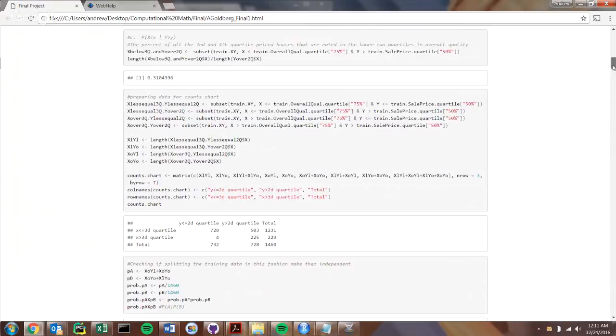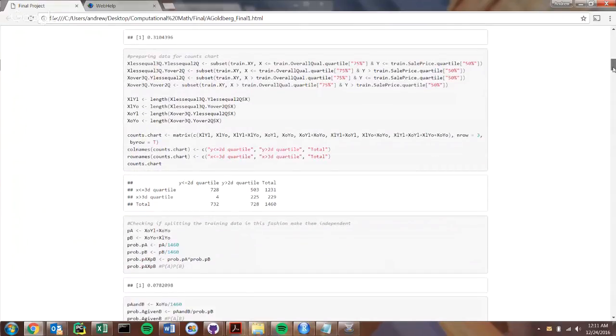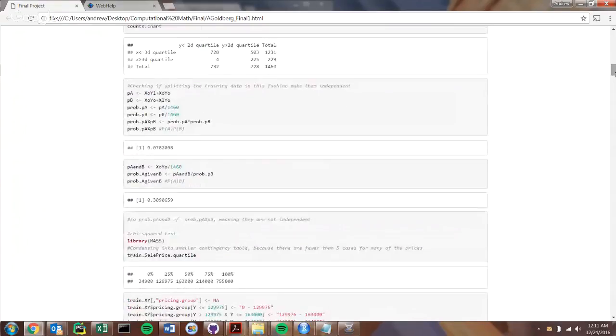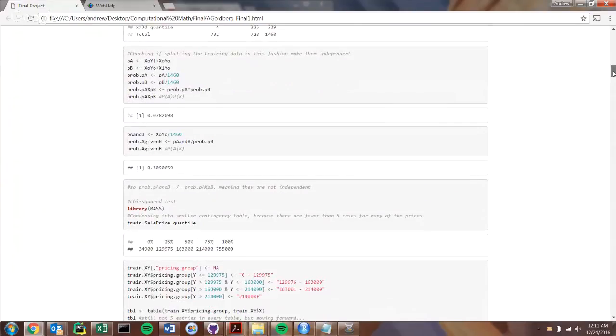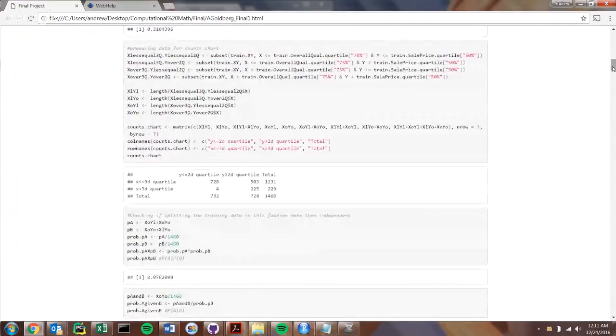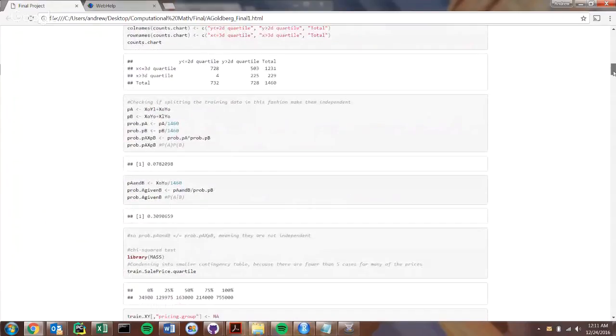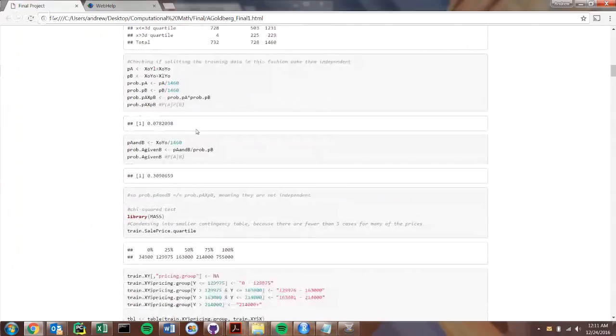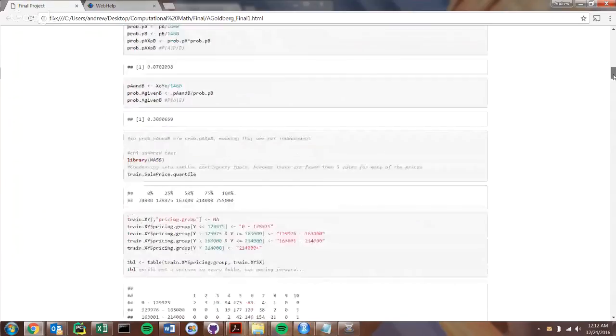And then we prepare the data for a counts chart frequency. We ask if the splitting of the training data in this fashion makes them independent, as you would assume. Both of those variables are dependent on each other. If we look at probability of A times probability of B, we get about 8%. The probability of A given B is about 31%. They are not equal, so they are not independent.